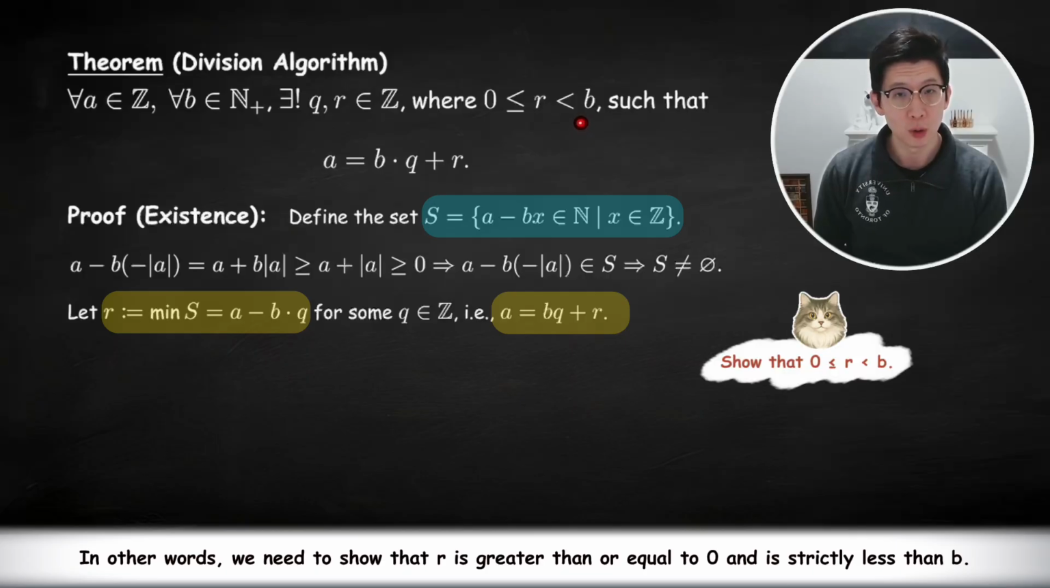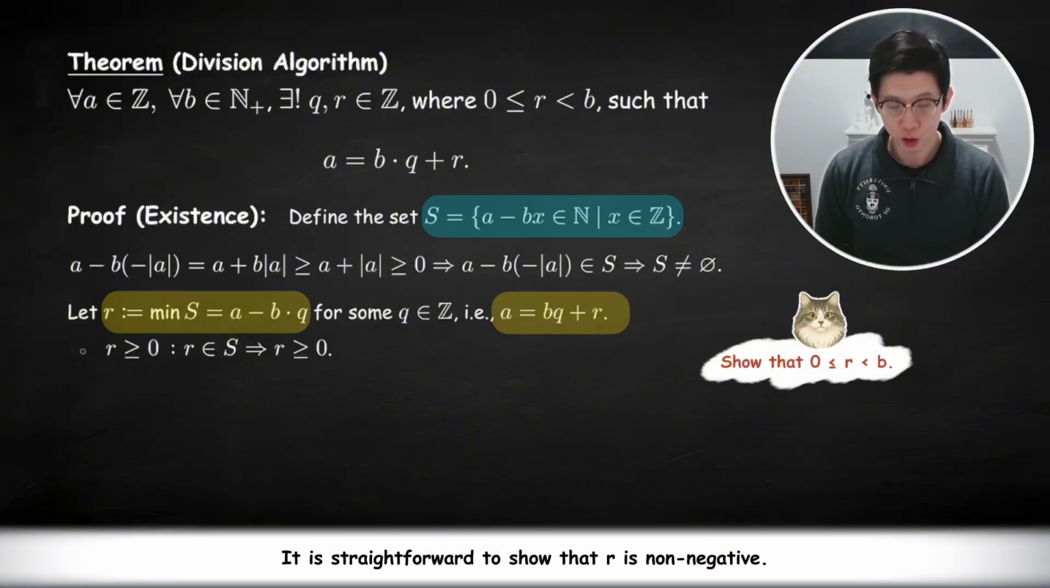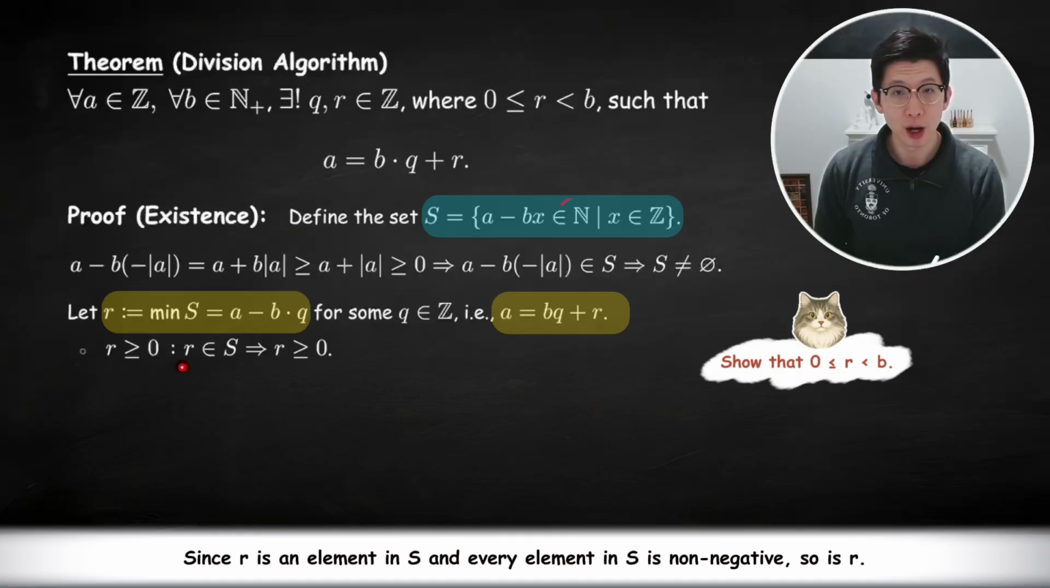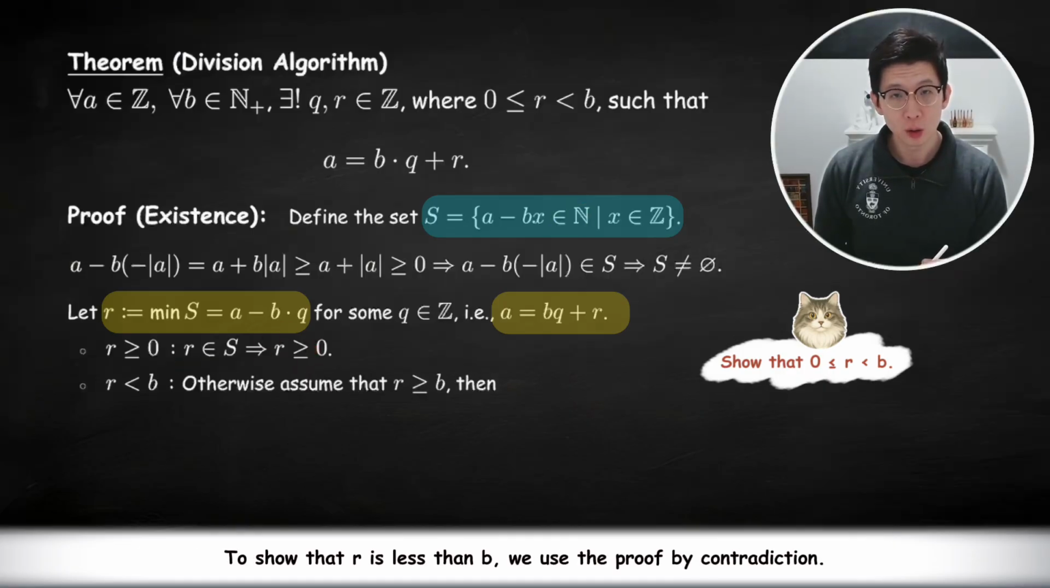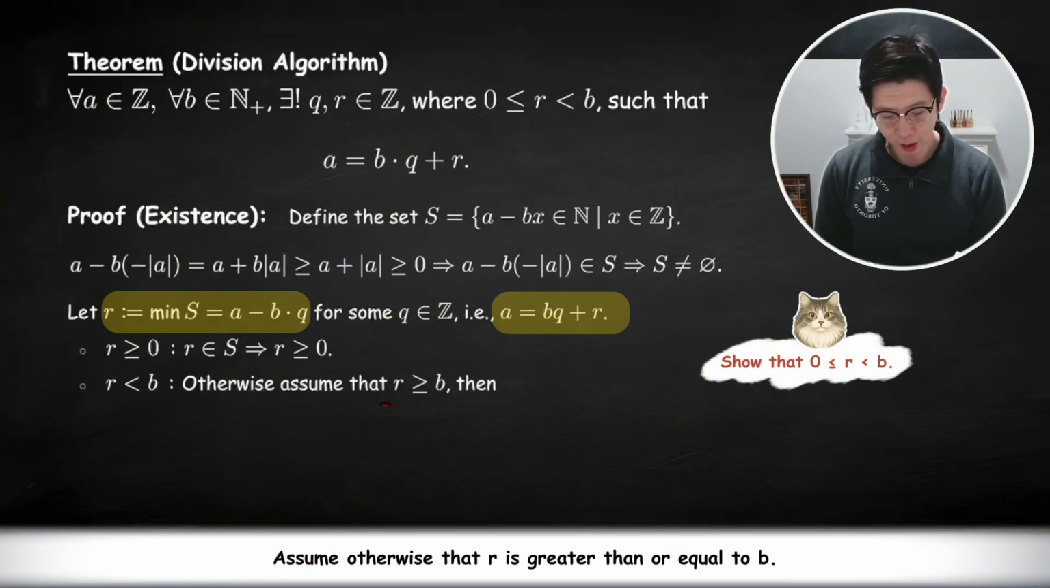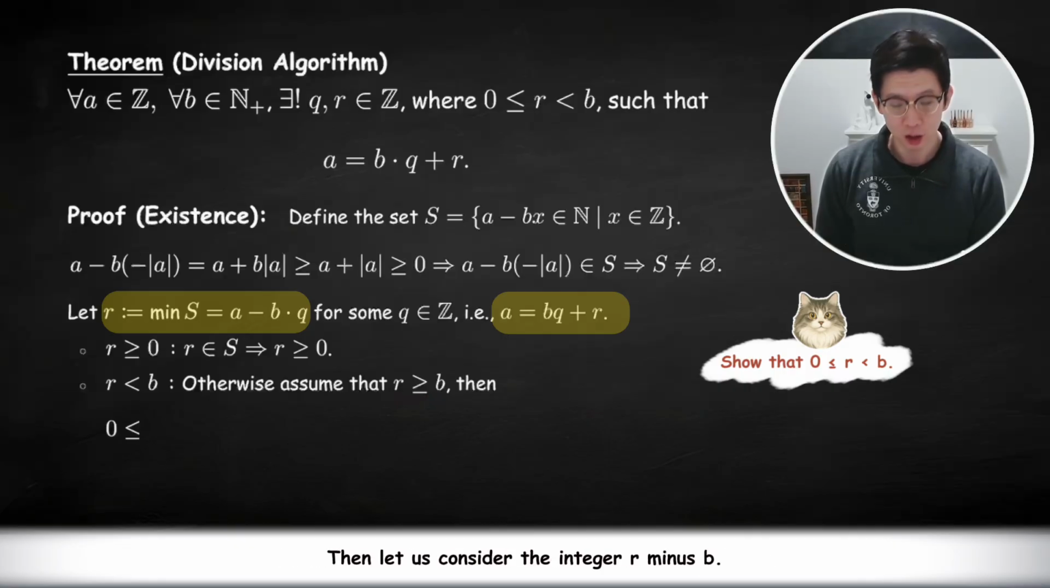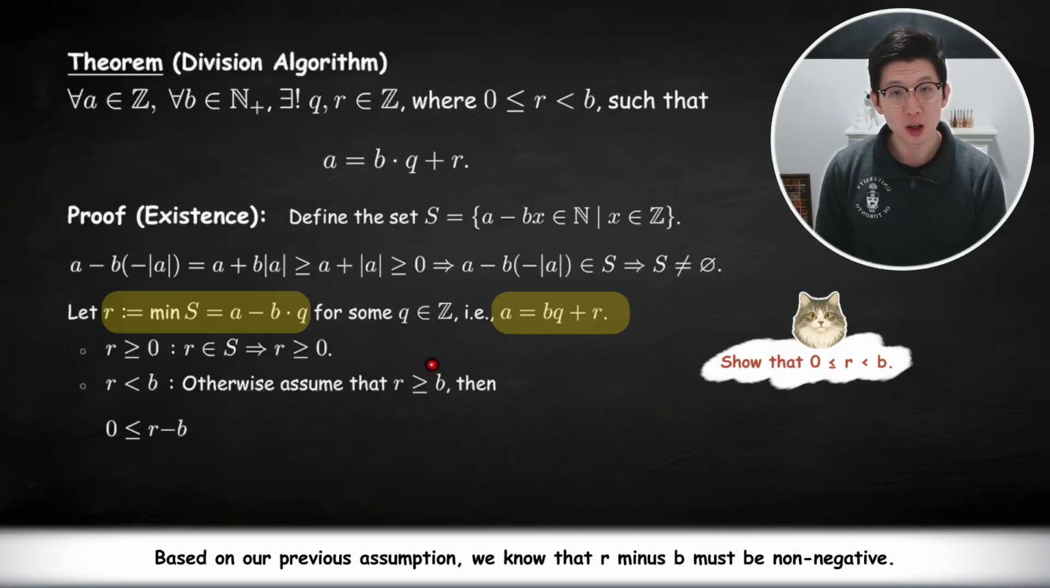In other words, we need to show that R is greater than or equal to 0 and is strictly less than B. It is straightforward to show that R is non-negative. Since R is an element in S and every element in S is non-negative, so is R. To show that R is less than B, we use the proof by contradiction. Assume otherwise that R is greater than or equal to B. Then let us consider the integer R minus B. Based on our previous assumption, we know that R minus B must be non-negative.